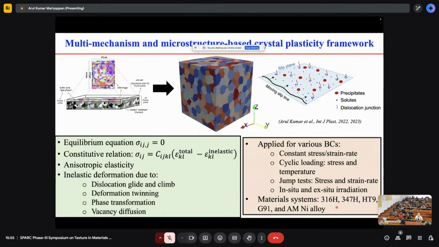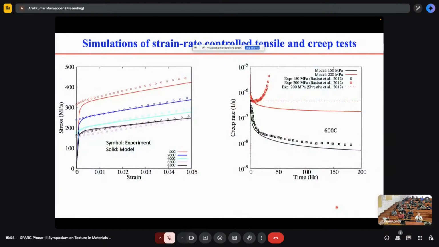So I'm going to show you a few results. What are the key results one can get once we have this robust, sophisticated model? Okay, I'll start with some small results. On the left-hand side, it shows the stress-strain response of a material. It is 347H austenitic stainless steel, and the symbols all correspond to the experiment, and the solid lines are from the model predictions.